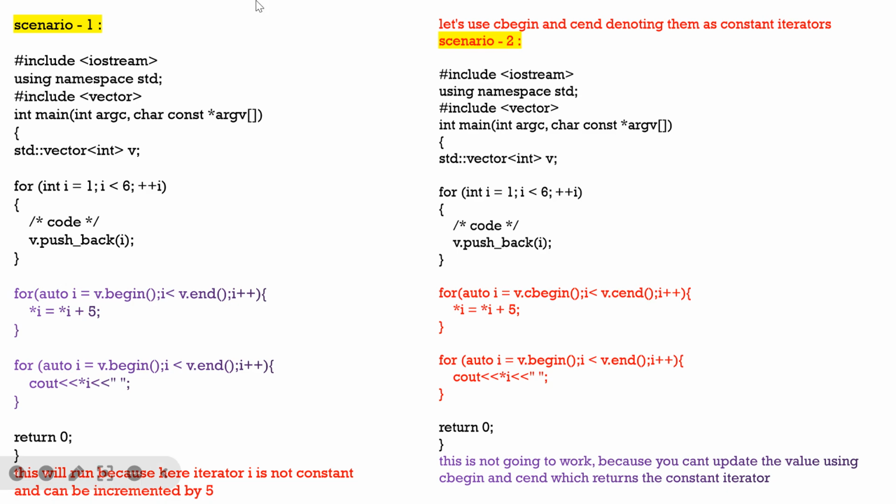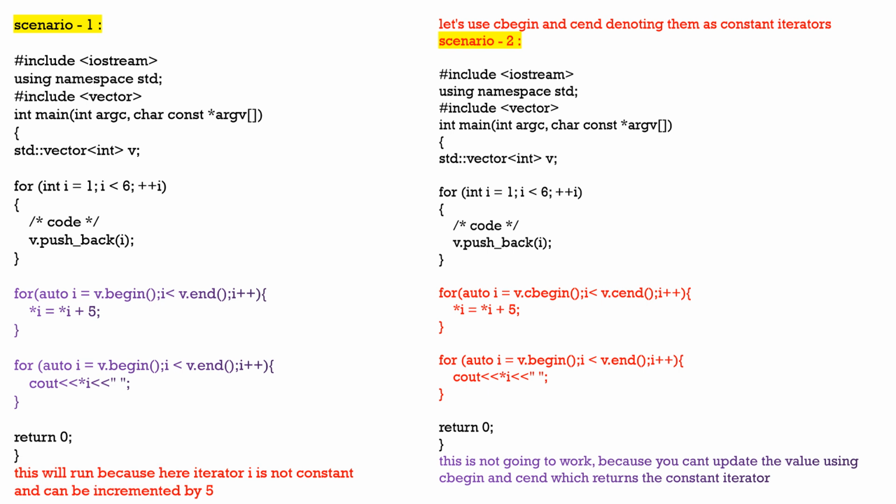In this program, this is the normal begin and end concept, so we are able to print the numbers 1 to 5. Here this one is representing cbegin and cend. What happens here is we won't get the proper output, it will show an error because of the attempt to update the elements of the vector using constant iterators obtained from cbegin and cend.